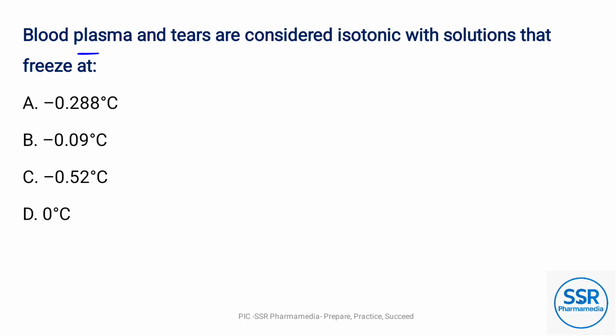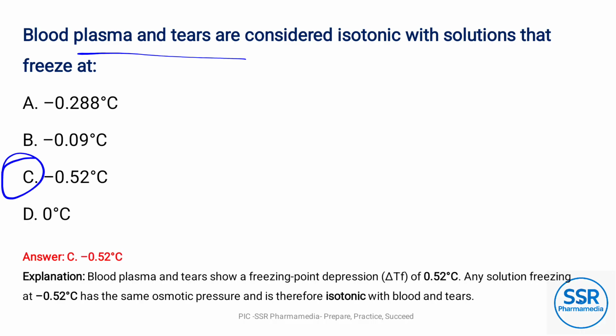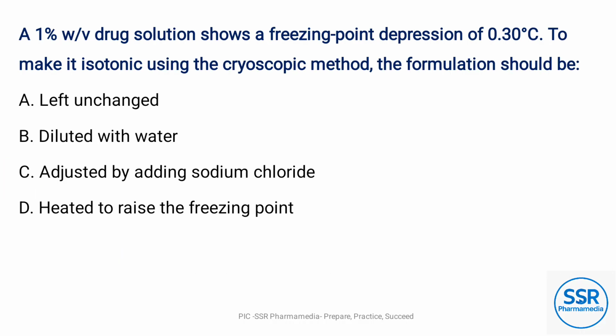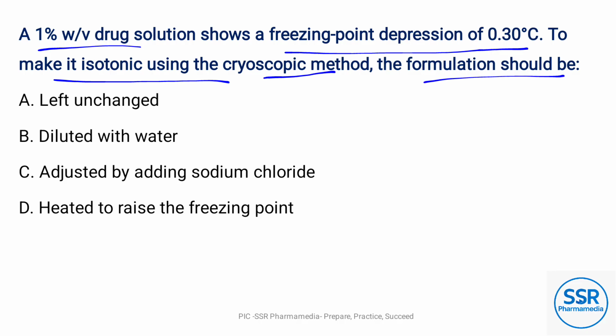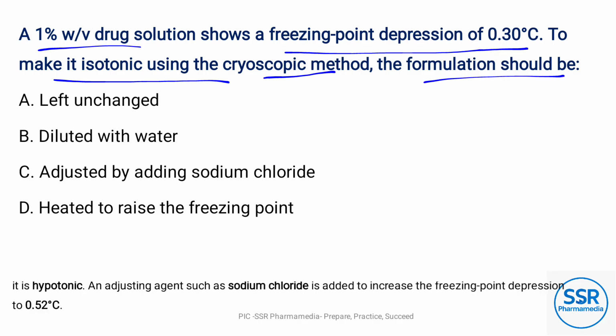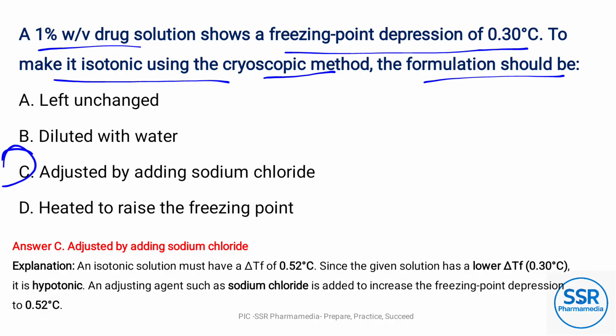So we'll move to the question. Blood plasma and tears are considered isotonic with a solution that freezes at minus 0.52 degrees Celsius. A 1% weight in volume drug solution shows a freezing point depression of 0.30 degrees Celsius. To make it isotonic using the cryoscopic method, it should be adjusted by adding sodium chloride, so option C.